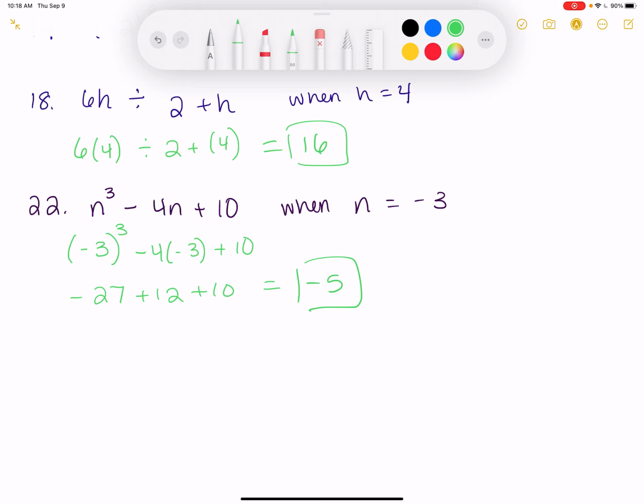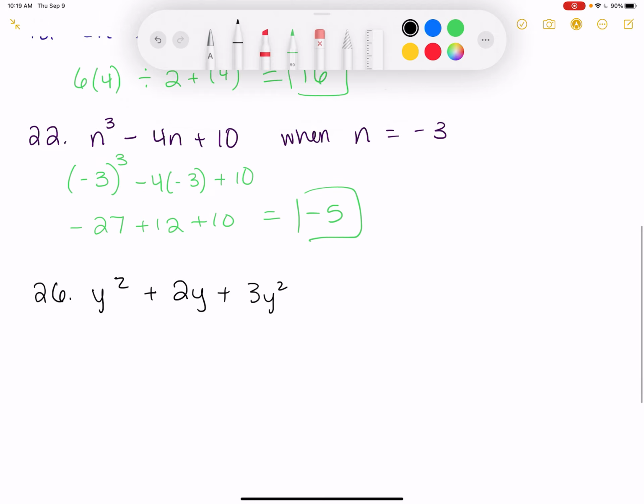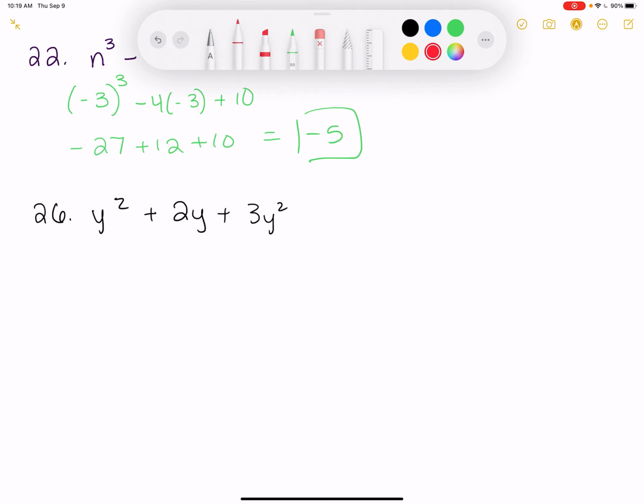All right, so then the next type of problem is to simplify. Okay, so add like terms, combine like terms is essentially what's happening here. So let's see, 26. y squared plus 2y plus 3y squared. All right, so what can I combine here? The y squared, so that gives me what? 4y squared plus 2y. Really hard, right?